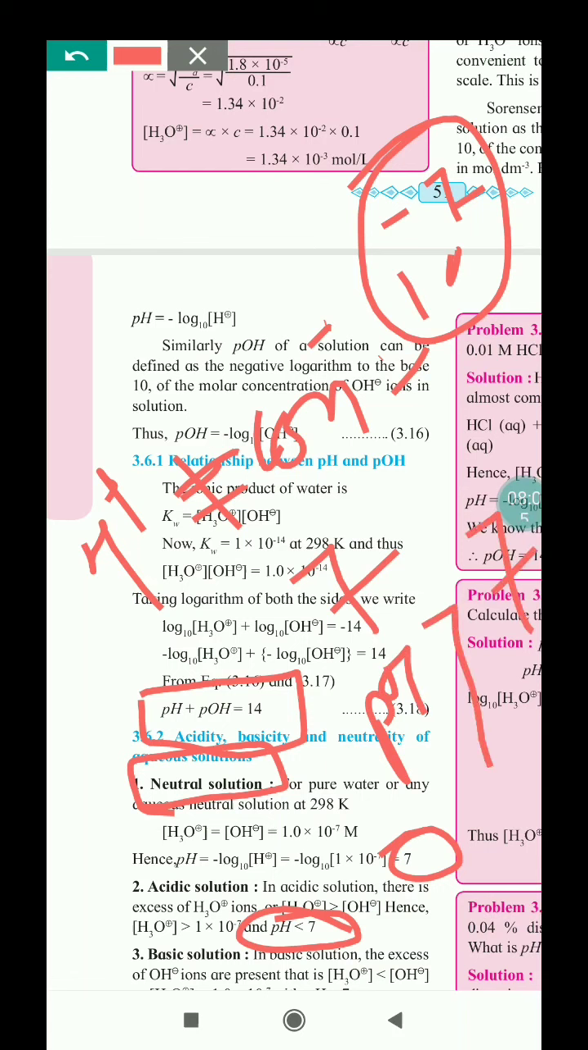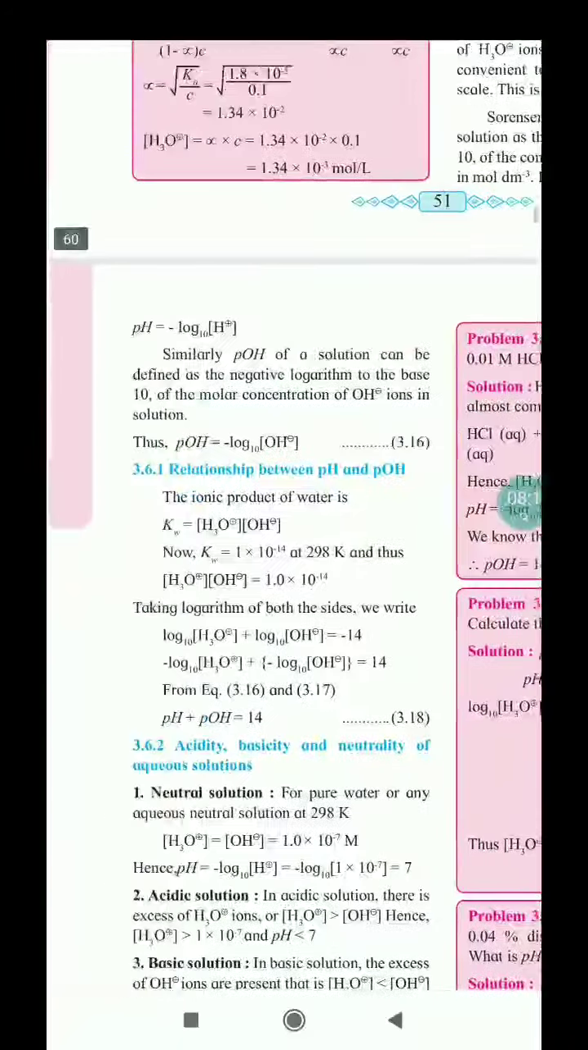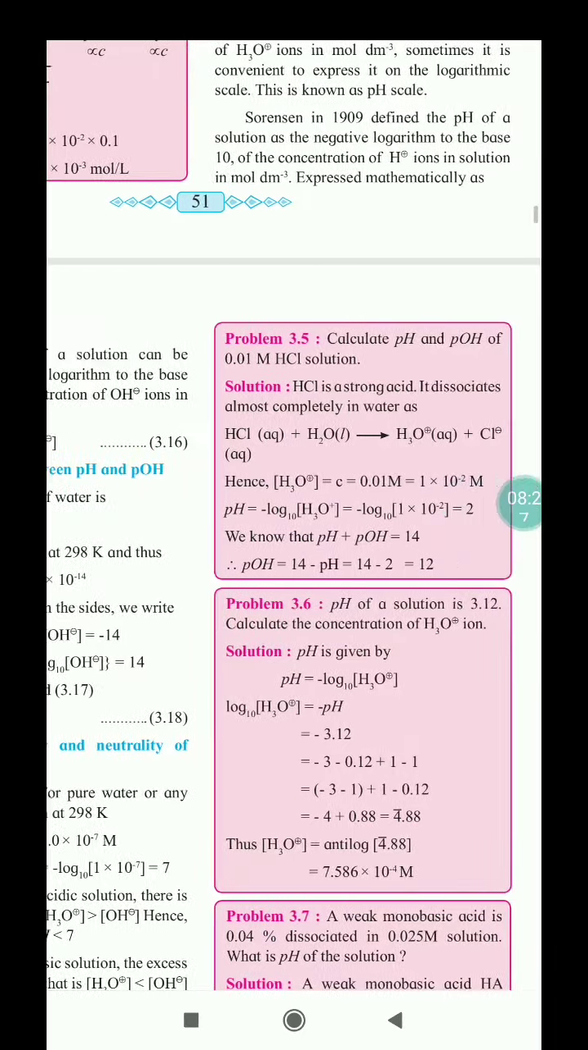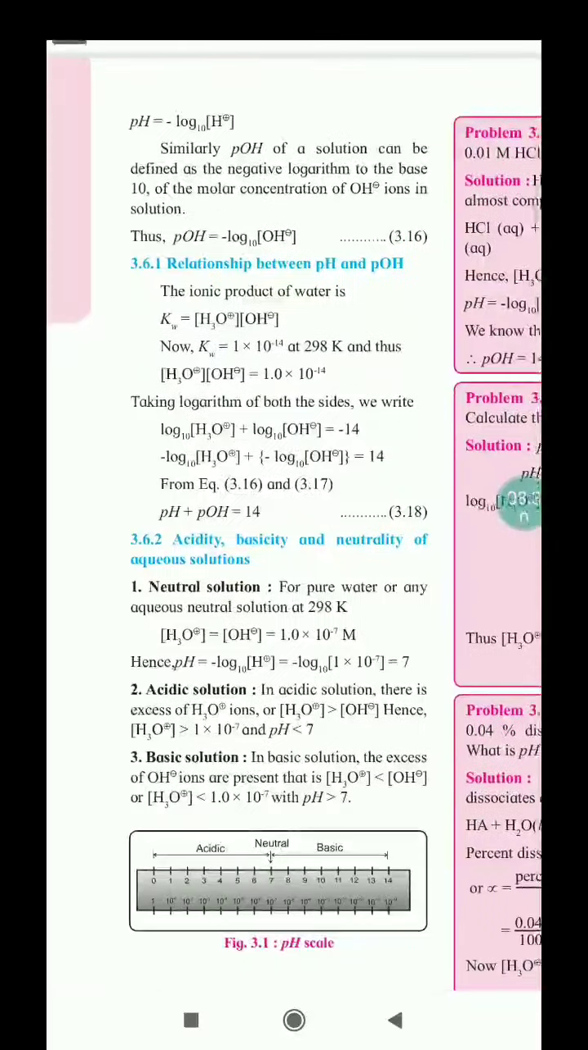So on the basis of pH value, solutions are classified into 3 types. First one, the neutral solution having pH 7, the acidic solution having pH less than 7, and the basic solution having pH greater than 7. Okay, so what is the effect on pH if the concentration of hydrogen ion decreases? My question is, what is the effect on pH if hydrogen ion concentration increases?